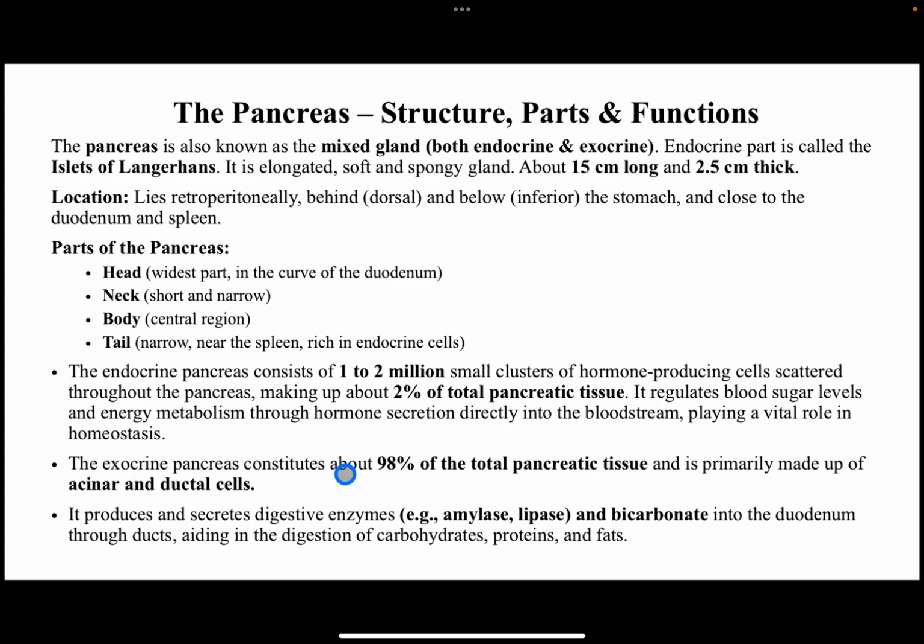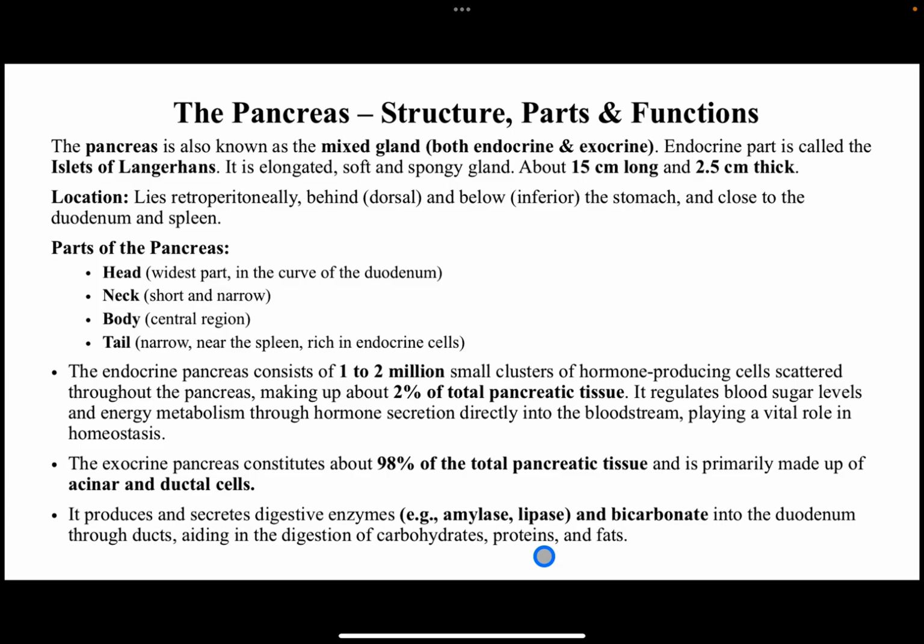Now the exocrine pancreas, on the other hand, constitutes 98% of the total pancreatic tissue and is primarily made up of what? Acinar and ductal cells. Now the exocrine pancreas is the portion that produces and secretes digestive enzymes, for example, amylase and lipase, and also bicarbonate, through ducts, and that aids in digestion of carbohydrates, proteins, and fats.